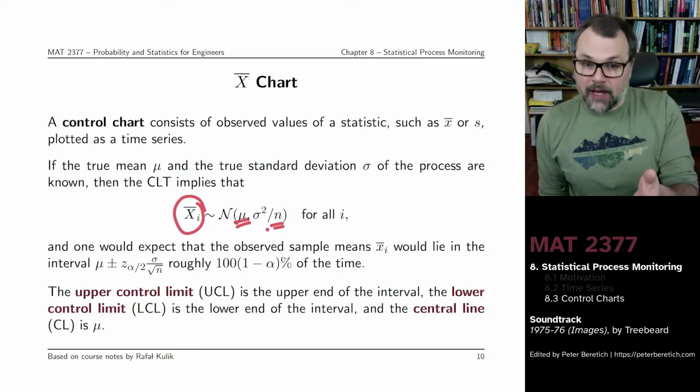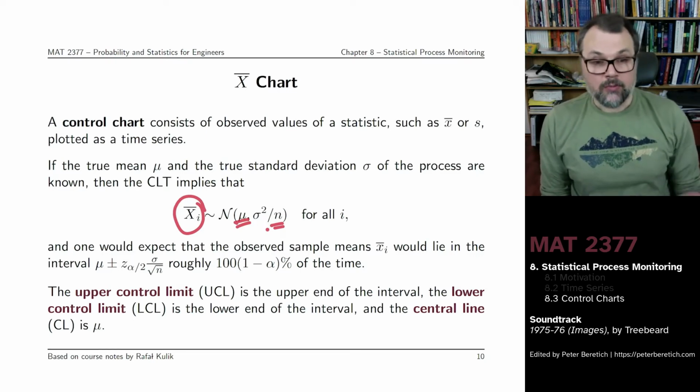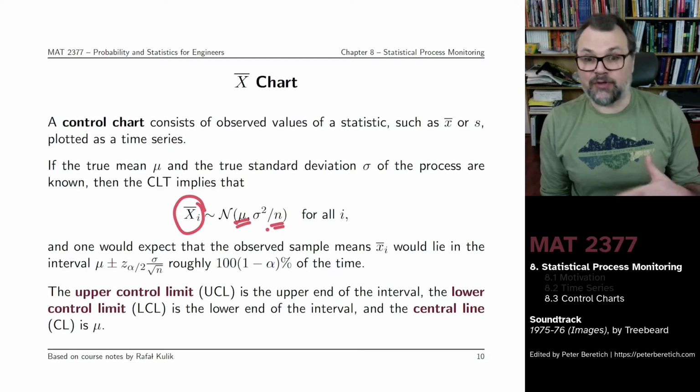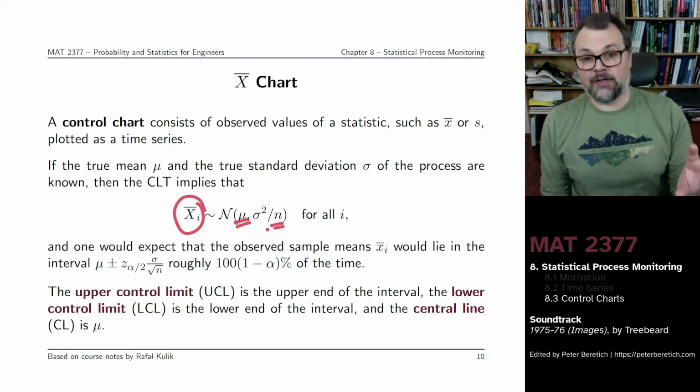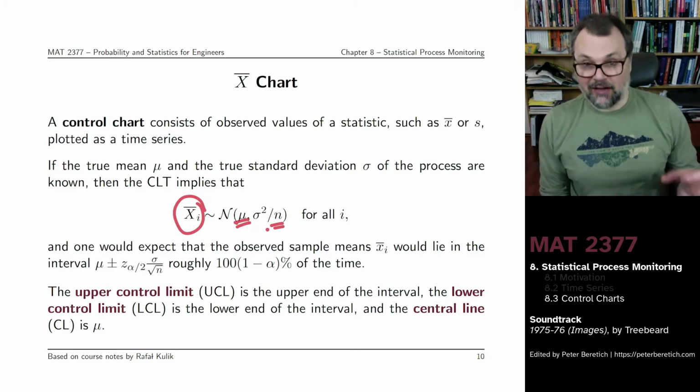And you would expect that the observed sample means, what it is that you actually measure, would lie in the interval mu plus or minus z alpha divided by 2 times sigma divided by square root of n, about 100 times 1 minus alpha % of the time for a given significance level alpha. This is exactly what the confidence interval construction tells us.